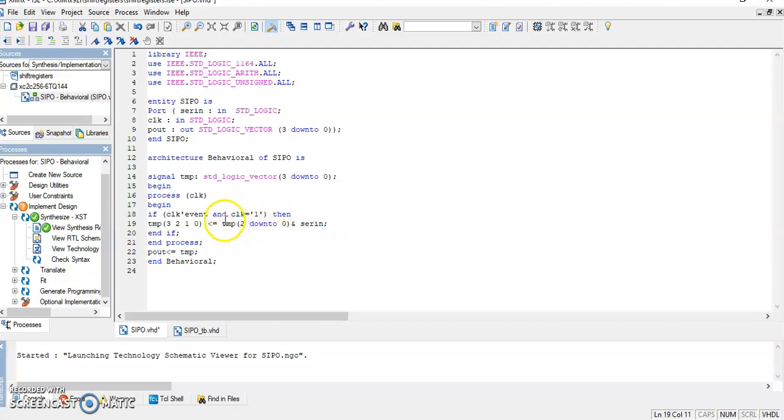So this temp 2 will come to the temp 3 position, then 1 goes to 2 position, 0 goes to 1 position, and serial in data comes to the 0th position. That is what this AND symbol is. It is a concatenation operator that we are using here. So temp 3 down to 0 is now filled with the data 2 down to 0 and serial input data. And finally this temp is given to P out.